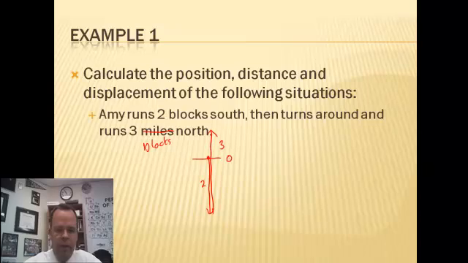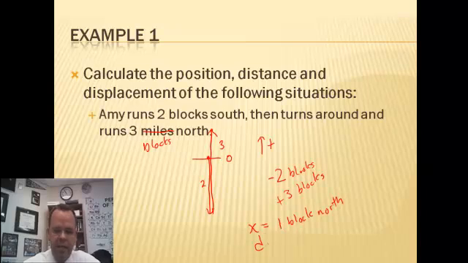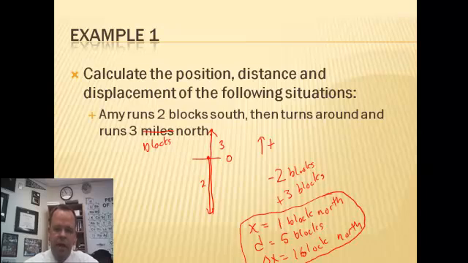I'm going to set this as my 0 point. I'm going to make up positive this time. So she starts going -2 blocks and then goes +3 blocks. Her final position will be here, which is 1 block north, or positive. The distance she traveled would be 5 blocks, and the displacement would be 1 block north. The final position and the displacement are the same here because we set the initial position as 0.